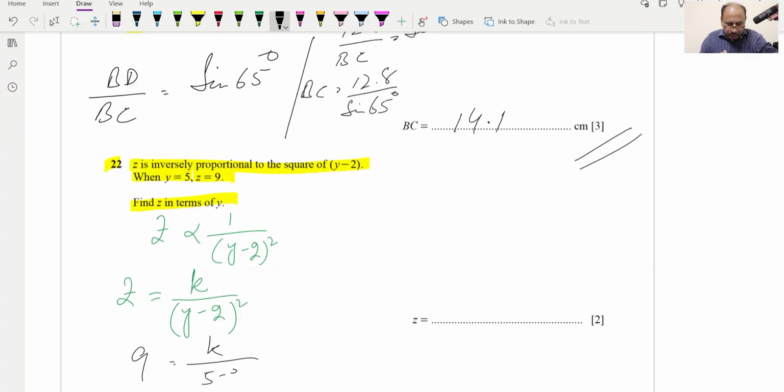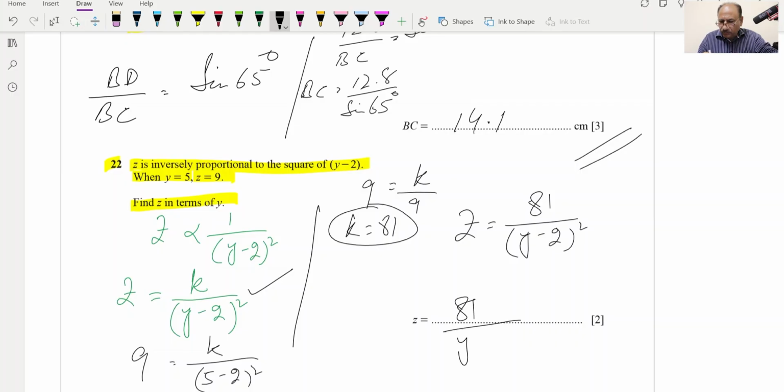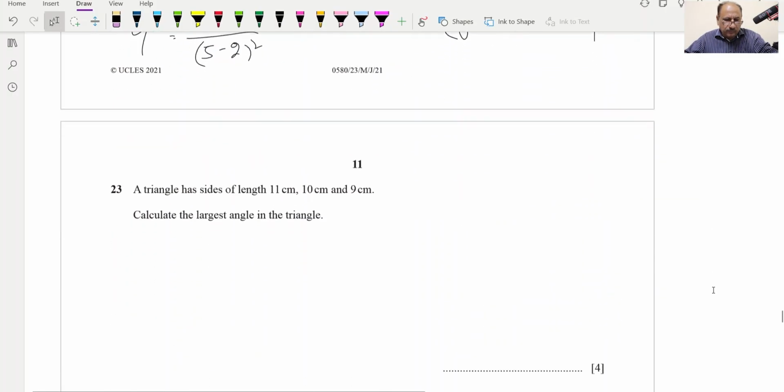So (5 minus 2) squared will be 3 squared, which is 9. So 9 is equal to k over 9, so k is equal to 81. This value we will replace in this equation. So we can write z is equal to 81 over (y minus 2) squared, and this will be our final answer: 81 over (y minus 2) squared. 2 marks question, very straightforward and easy.